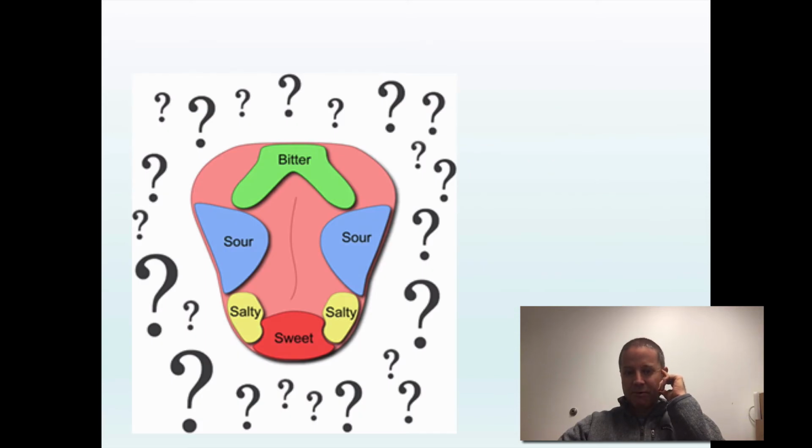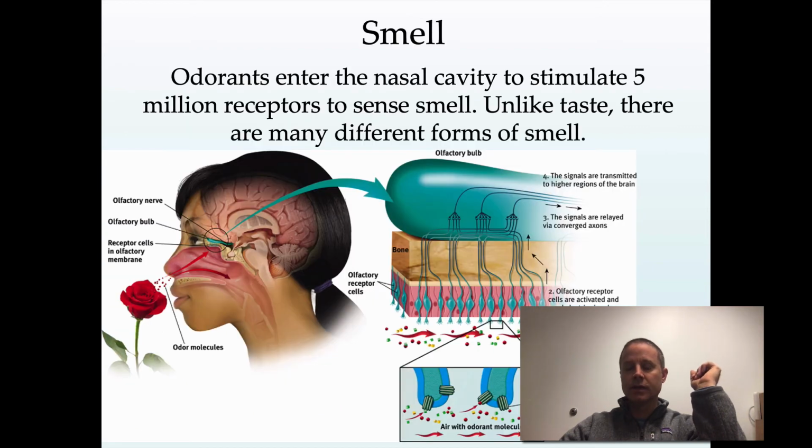So there's a map of approximately how tastes are sensed on the tongue. Okay, with our sense of smell, by the way, taste and smell are known as the chemical senses because it's chemicals landing in your nose, chemicals landing on your tongue, and that's why they're called the chemical senses.